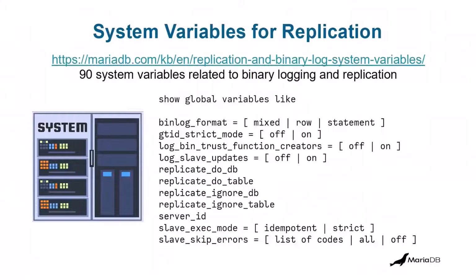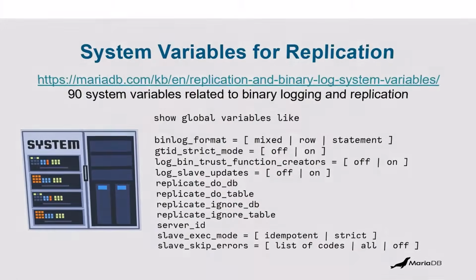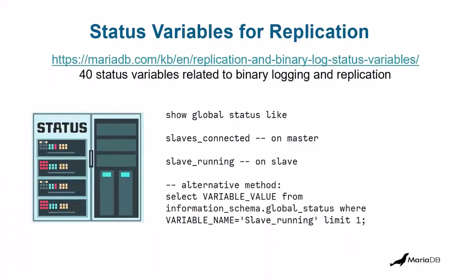There are 90 system variables related to replication. On the screen, you see a handful of them that I think are important. Please take the time to review all of them by visiting the web page listed. Reviewing the globals will make clear all of the things that replication can do. There are 40 status variables for replication. Using GTID replication eliminates the need for most of them. Slaves_connected and Slave_running will indicate if the replica is working.